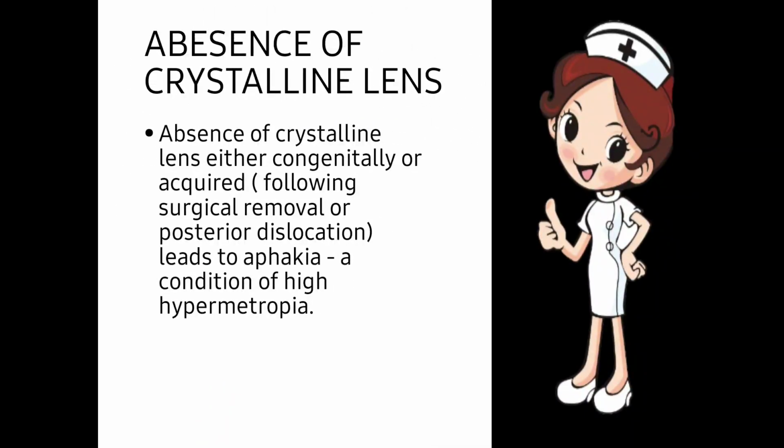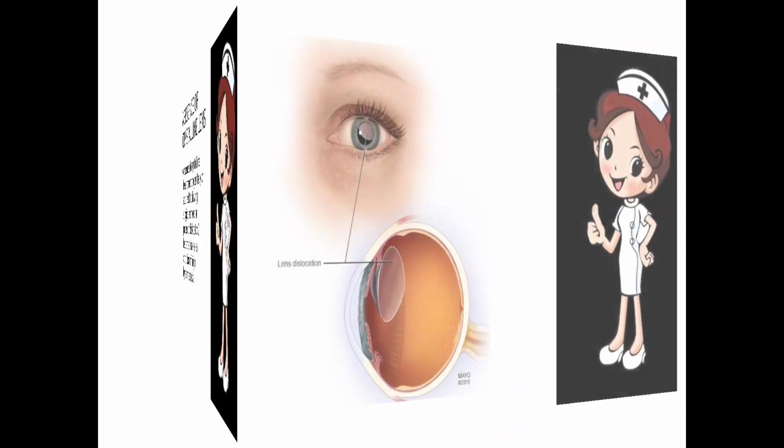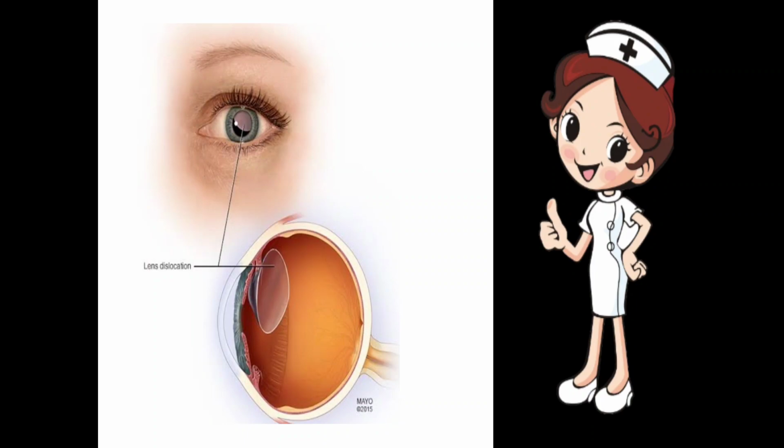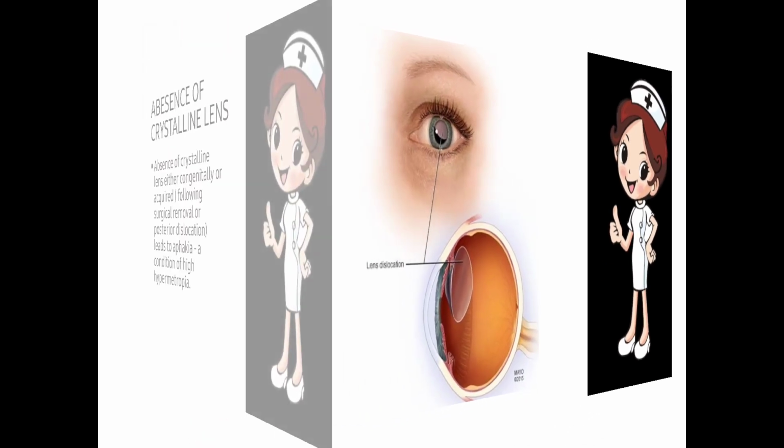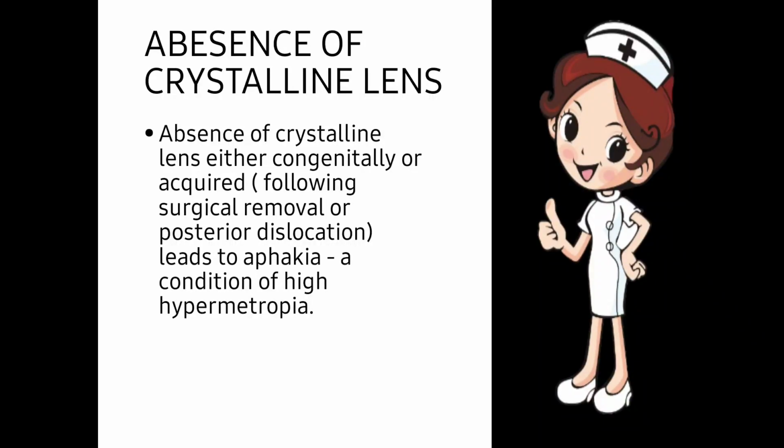Okay, next one is the absence of crystalline lens. This one is the crystalline lens. If you can see here, this is the lens. Normally the lens needs to be placed here, it is the position of the lens. Sometimes it becomes absent, and that condition is known as aphakia. Absence of crystalline lens may be congenital, where it is absent at the time of birth, or it may be acquired. Sometimes we remove the crystalline lens during surgery because of some complications, and sometimes posterior dislocation takes place.